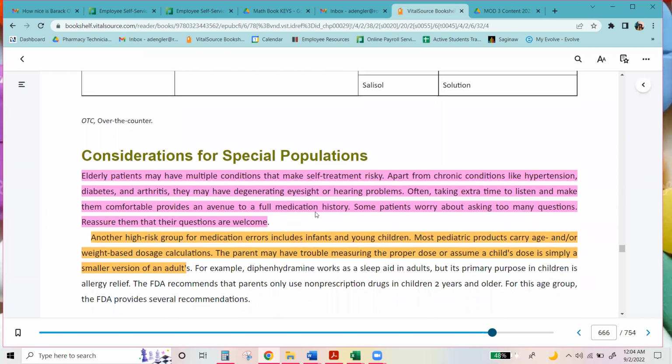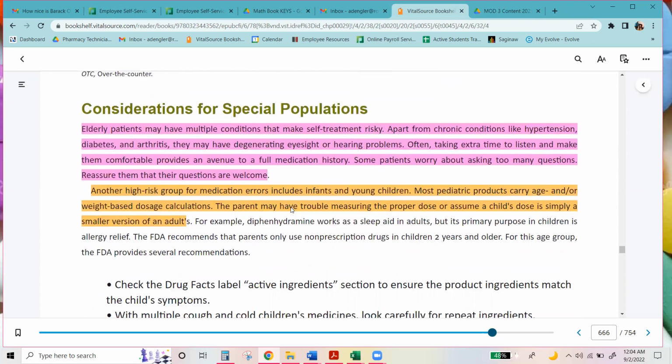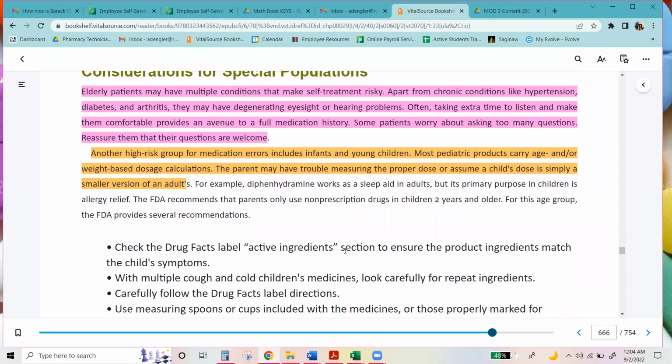Elderly patients can have multiple conditions that make self-treatment risky. So we should definitely always check with our loved ones and make sure that they are letting their doctors and pharmacists know if they're purchasing anything over the counter. Another high-risk group would be infants and young children.